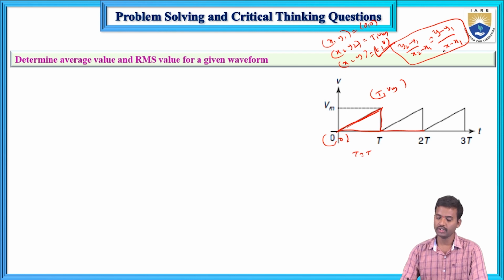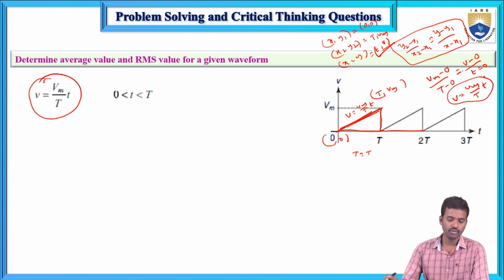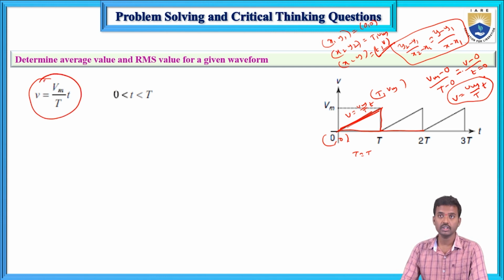Now if you substitute in this, Vm minus 0 divided by T minus 0 equals V minus 0 divided by t minus 0. So this V equals Vm by T into t. This is the final equation. So we got V equals Vm by T into t. This is the V equation from 0 to T only. This is the asymmetrical waveform, so there is no negative half cycle.